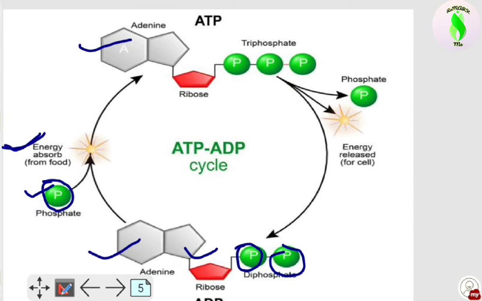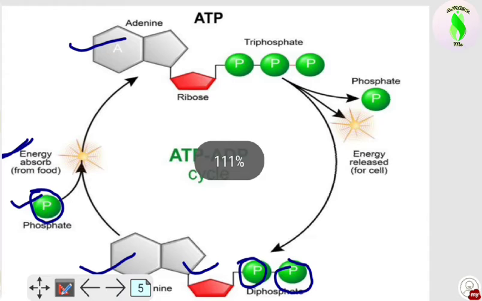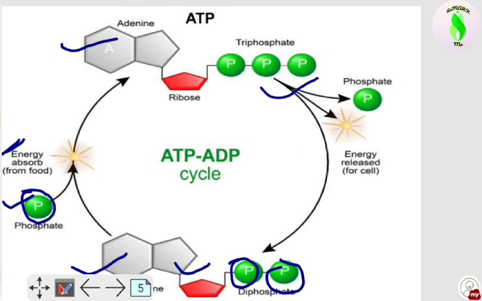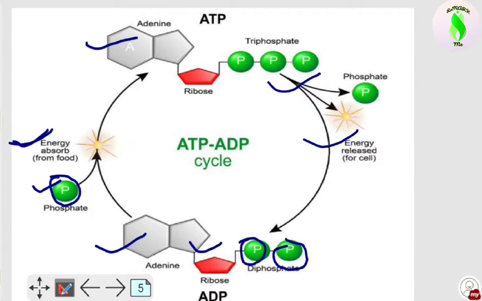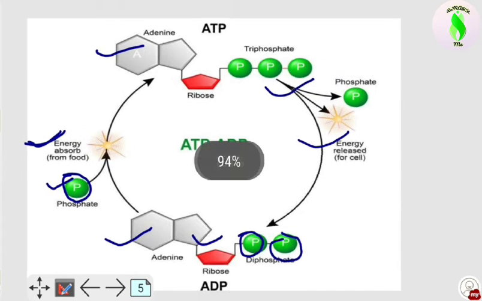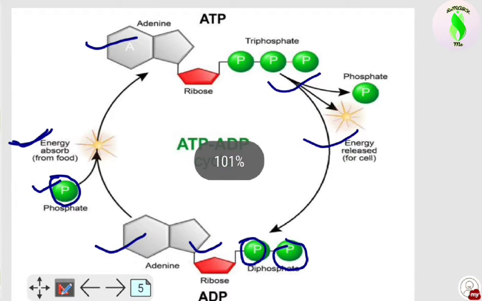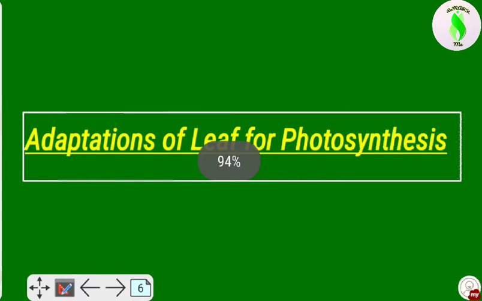Now when the breakdown of ATP takes place, that is hydrolysis of ATP, the energy is released in the form of the inorganic phosphate ion. So in this cycle, you can understand how one inorganic phosphate ion releases and absorbs energy between ATP and ADP. This is the whole process of the ATP and ADP cycle. As you understand what exactly ATP is, now come to another point, the adaptation of the leaf for photosynthesis.